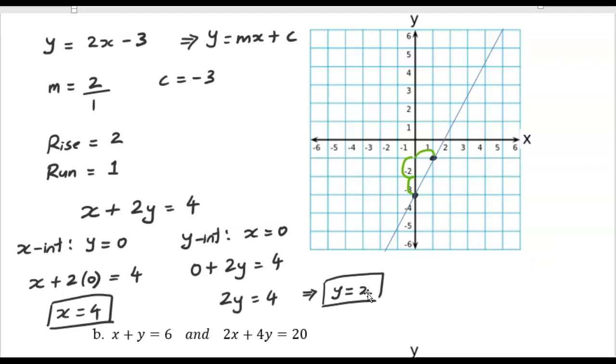Right, now that I've worked out my x and y intercept, all I have to do is simply plot that onto the Cartesian plane. So I'm going to mark my x intercept at positive 4, and I'm going to mark my y intercept at a positive 2. Right, once we've done that, all we have to do then is basically join that with a straight line. So that's what I'm going to do now.